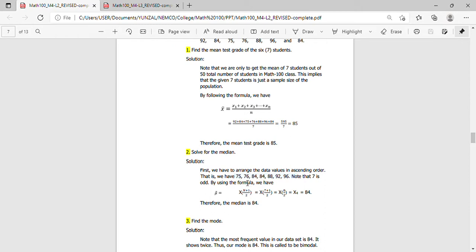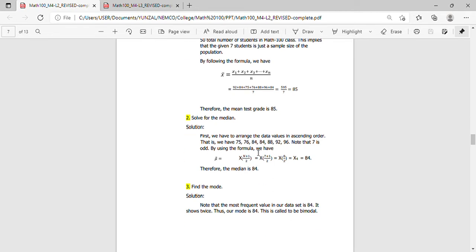But if we have 75, 76, 84, 88, 92, 96, what is our mode? The mode here is 84 because 84 appears twice, while the rest of them appear only once. But how about if our data is just 75, 76, 84, three different values? What is their mode? Okay, the mode does not exist.